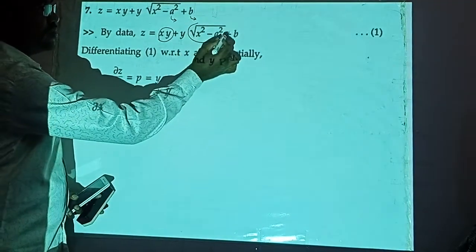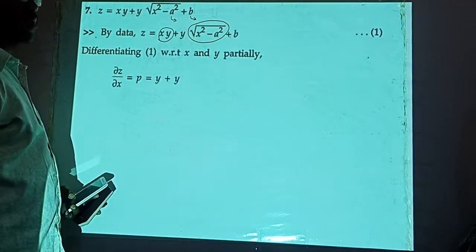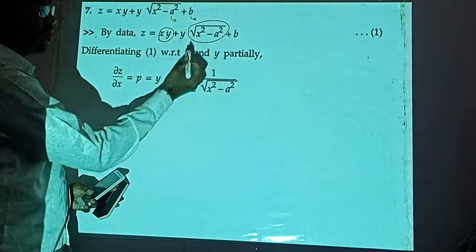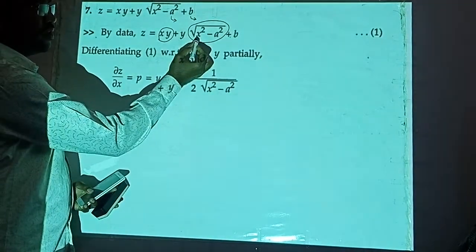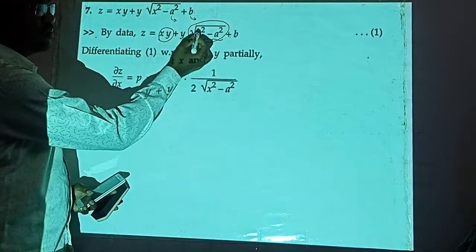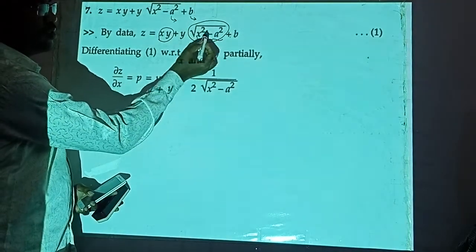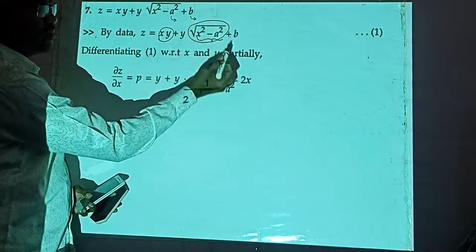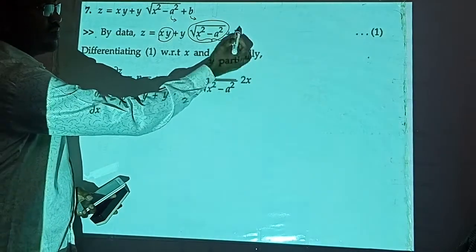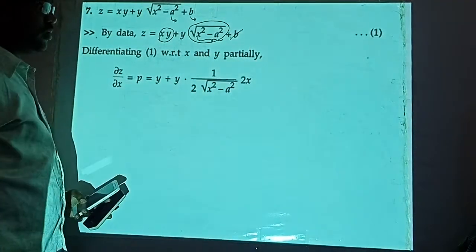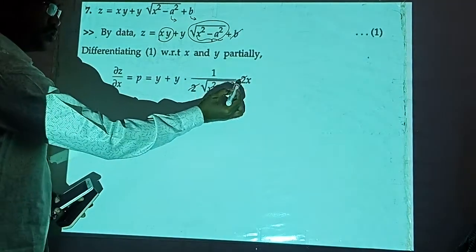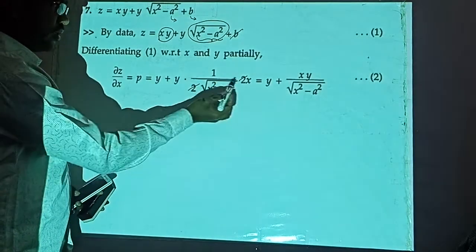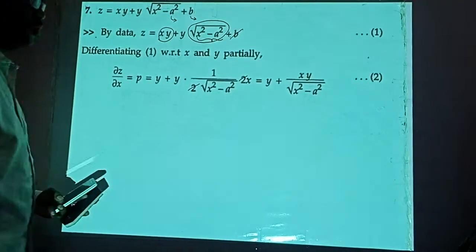If you differentiate this, we need to apply chain rule. Differentiation of root function is 1 by 2 root into differentiation of the function under the root. If you differentiate under the root, differentiation of x square is 2x, differentiation of minus a square is 0, so leave that, plus differentiation of b will be 0, don't write. What happens, this 2 and this 2 will get cancelled, so what you get is y plus xy divided by root, call it as equation number 2.